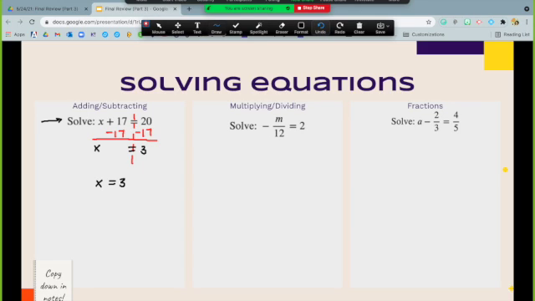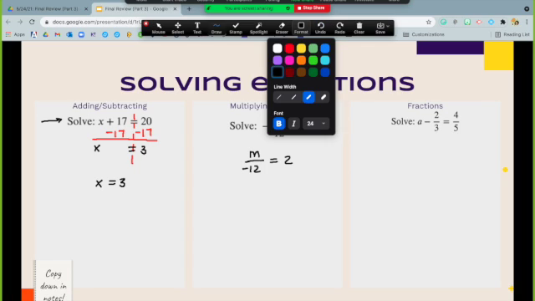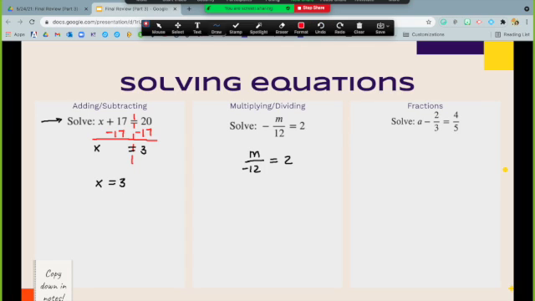And so I'm going to write it down over here so I have more space. And I'm just going to rewrite it where the negative sign is on the bottom where the number is. So since m is divided by negative 12, the opposite operation of dividing is multiplying. So I'm going to multiply by negative 12 on both sides. When I multiply by negative 12 on both sides, that cancels out my negative 12, and I'm left with m equaling 2 times negative 12, which is negative 24.